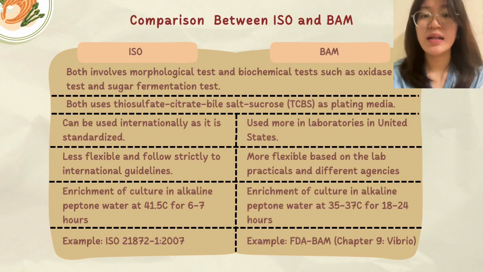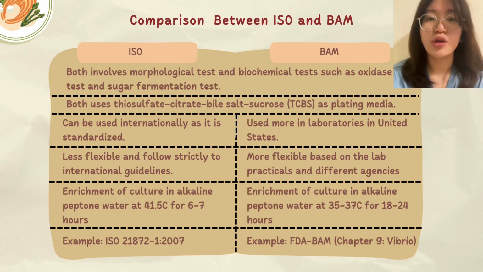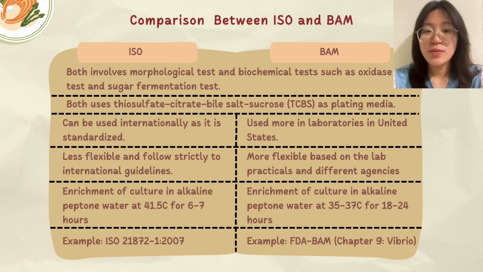The differences between ISO and BAM are that ISO can be used internationally as it is standardized, whereas BAM is used more in laboratories, especially in the United States. ISO methods are less flexible and follow strictly to international guidelines, whereas BAM methods are more flexible based on the lab protocols and different agencies.